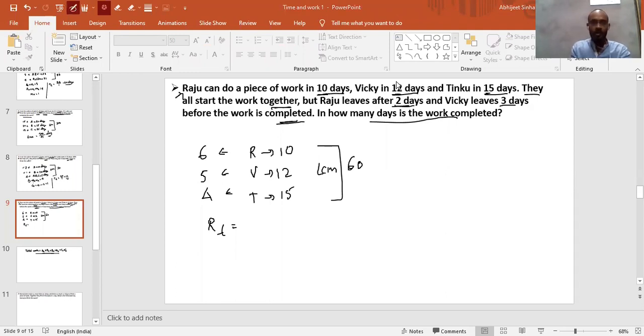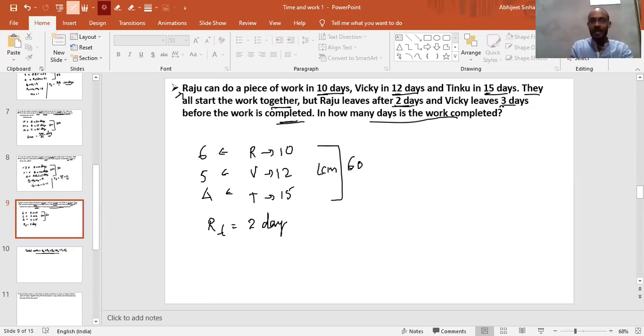You said x plus 2. Why is it x plus 2, guys? It is mentioned that all started together, but Raju leaves after 2 days, which means that Raju worked for 2 days only. Let us say, for example, that I started a work and after 2 days I left, which means I worked only for 2 days, right?